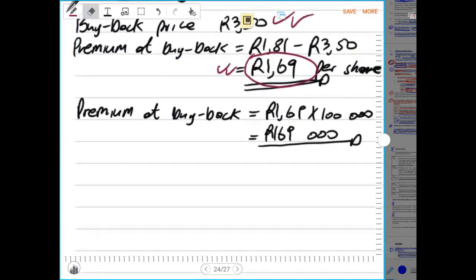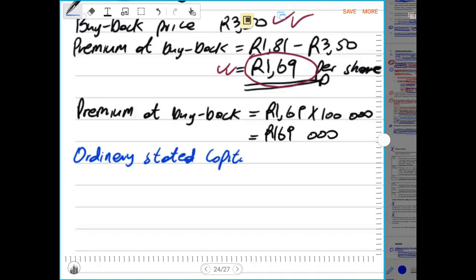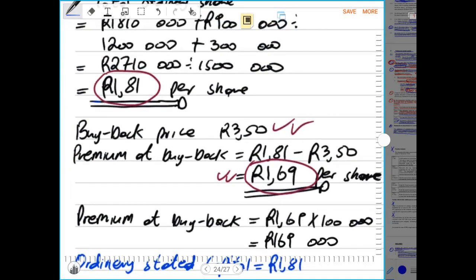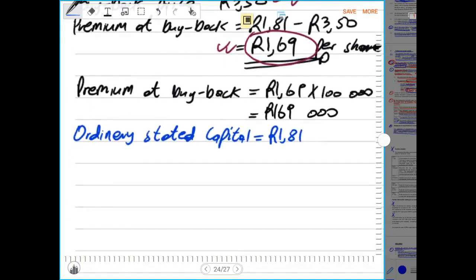Then we need to calculate the capital that will be redeemed, which is the ordinary stated capital. Remember, the ordinary stated capital is based on the average price, and the average issue price is 1 rand 81 cents, because we calculated that the average price at which these shares were issued was 1 rand 81. Then we multiply that by the number of shares that are being redeemed or bought back.